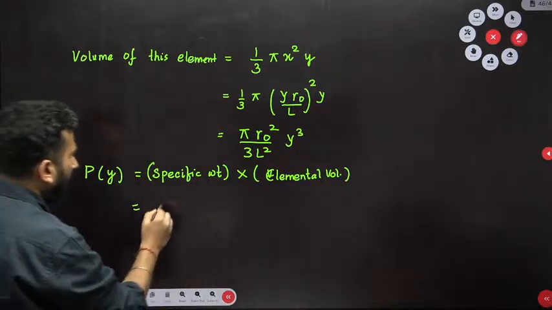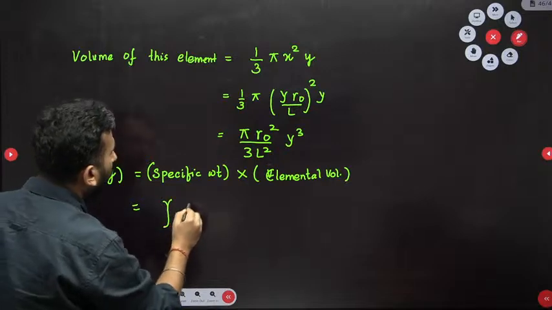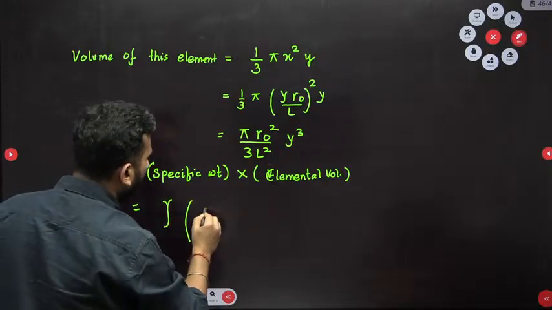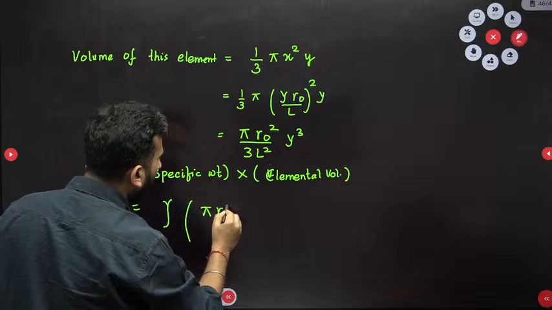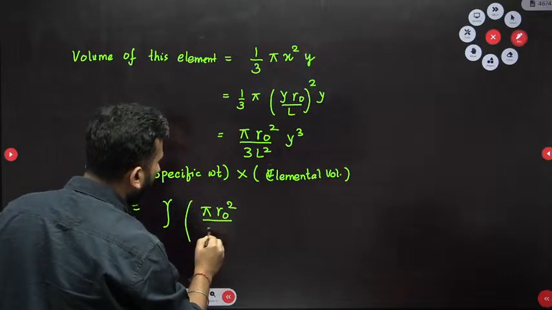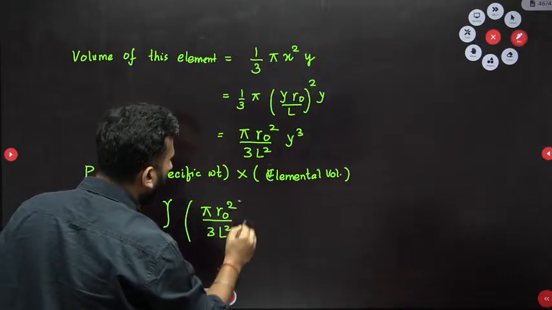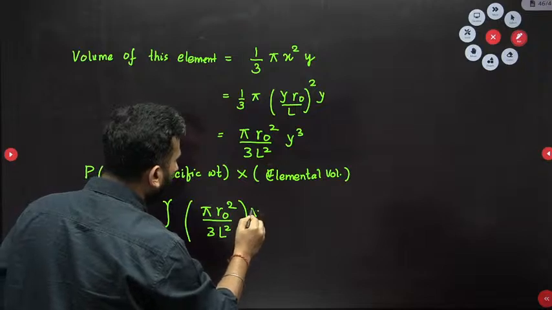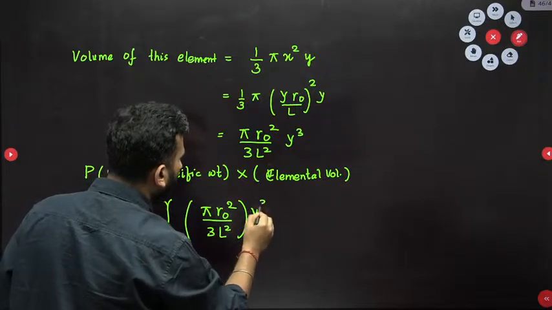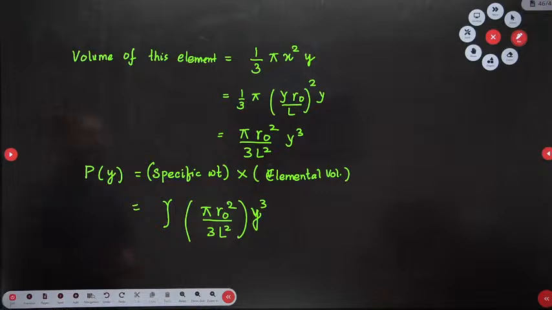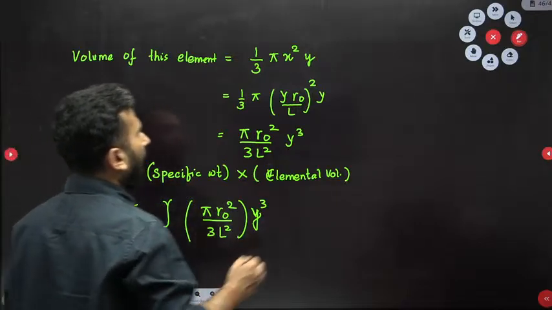Okay, and specific weight is gamma into the elemental volume, which is pi r naught square by 3 L square into y cube. Don't get confused between gamma and y. So this is better, I think. Please check. This is better.